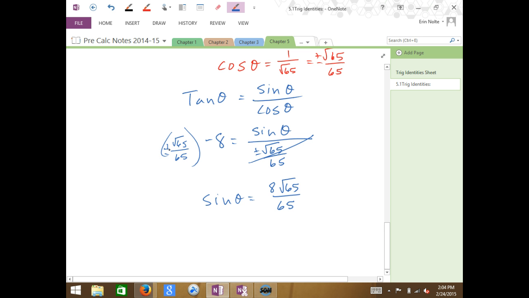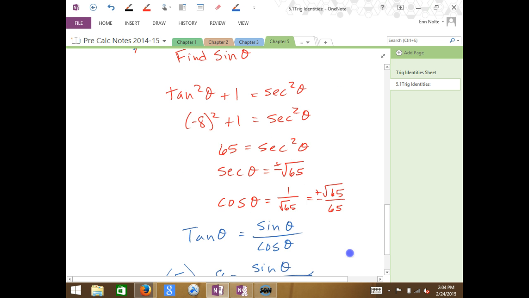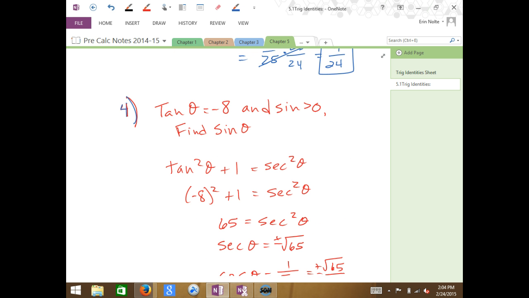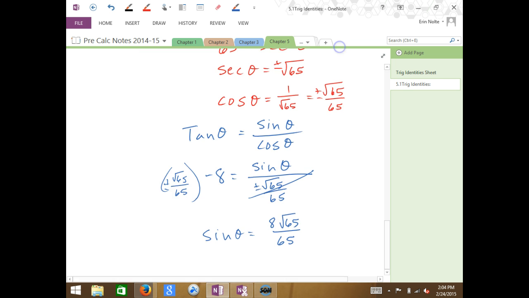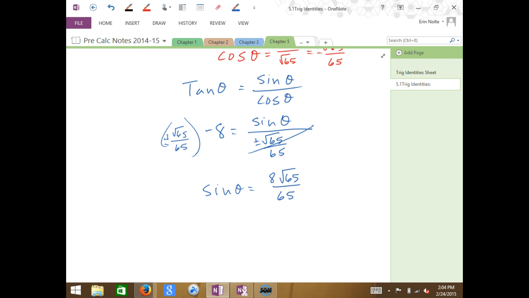I need to make a decision if this is going to be a positive or a negative. I can make that decision based on the information that was given initially. What does it say? If the sine is greater than 0, I know it has to be a positive sine. So I'm going to call that quits. Everybody okay on that one?